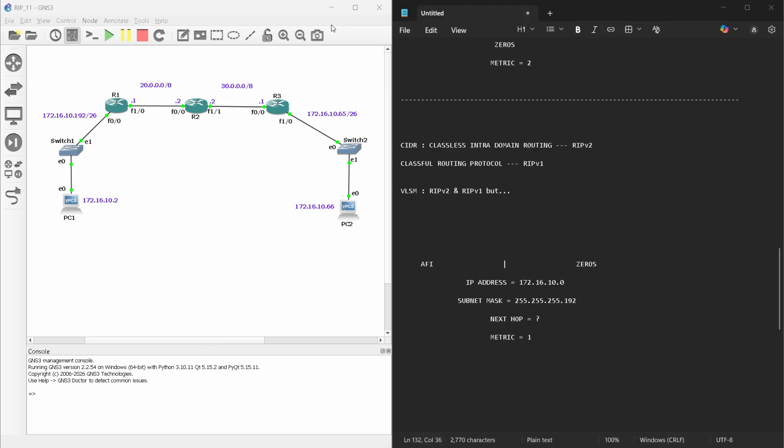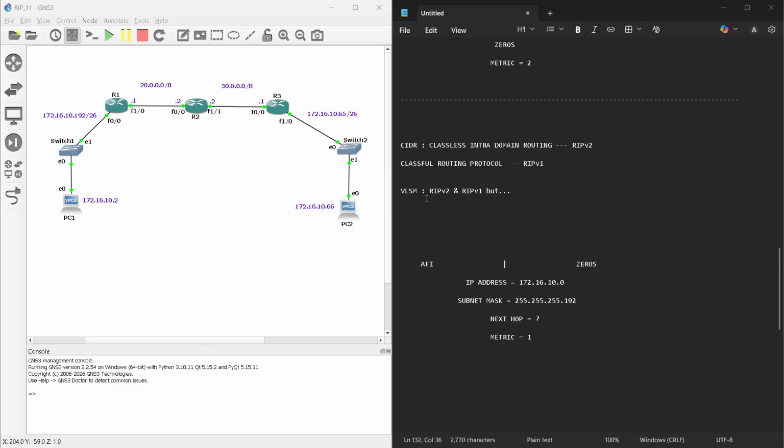Now, via this problem we learned that this property of RIP version 2 is known as CIDR, that is classless inter-domain routing, not inter-domain but intra-domain. When we talk about intra, we are talking about within the network. And when we talk about inter, we are talking about two or more networks, or outside of the network. Also, RIP version 2 is the best use case of VLSM, that is variable length subnet mask.